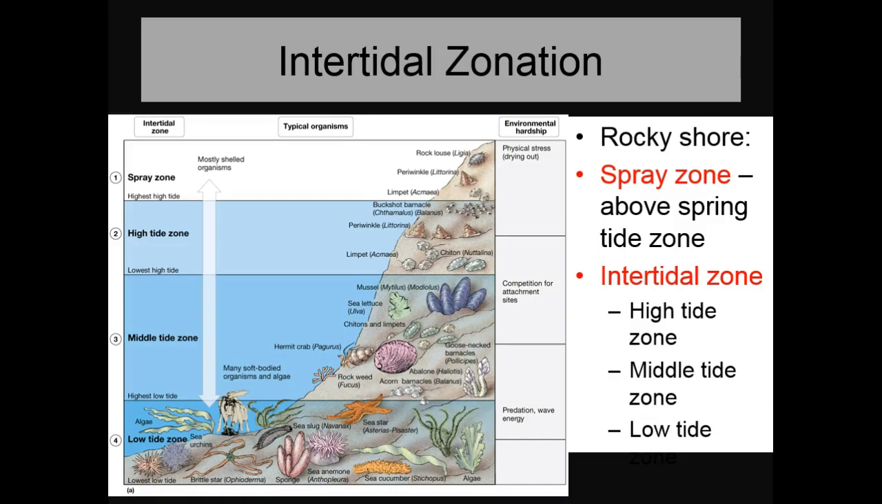Here we see the intertidal zonation. So we have different zones here. You can see on the left side, numbers 1 through 4. Number 1's the spray zone. The spray zone is an area that's going to get kind of splashed with strong waves, but it's outside of the tide range, so it's never going to be completely submerged except for in a very bad storm.